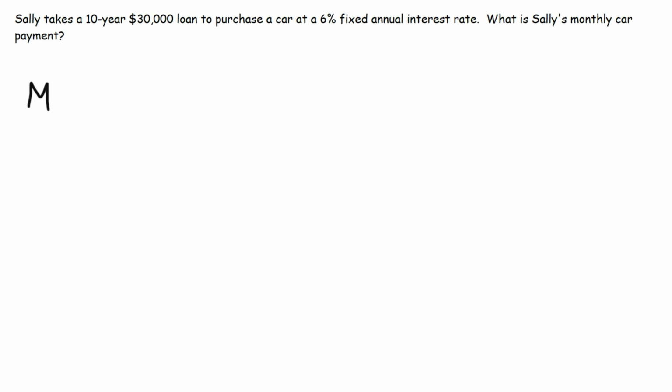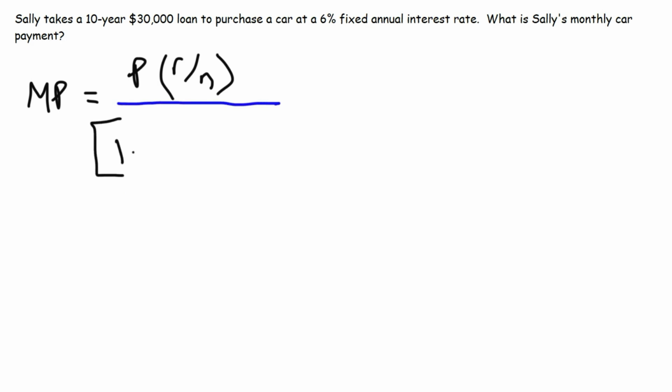So the formula that we're going to use is this equation. The monthly car payment is going to be the principal times the fixed annual interest rate divided by n. Now, n is the number of payments that will be made in 1 year. Since we're trying to calculate the monthly payment, and there's 12 months in a year, n has to be 12. So we're going to divide all of this by 1 minus 1 plus r over n raised to the negative nt. So that's the formula that you need in order to calculate the monthly payment of any loan.